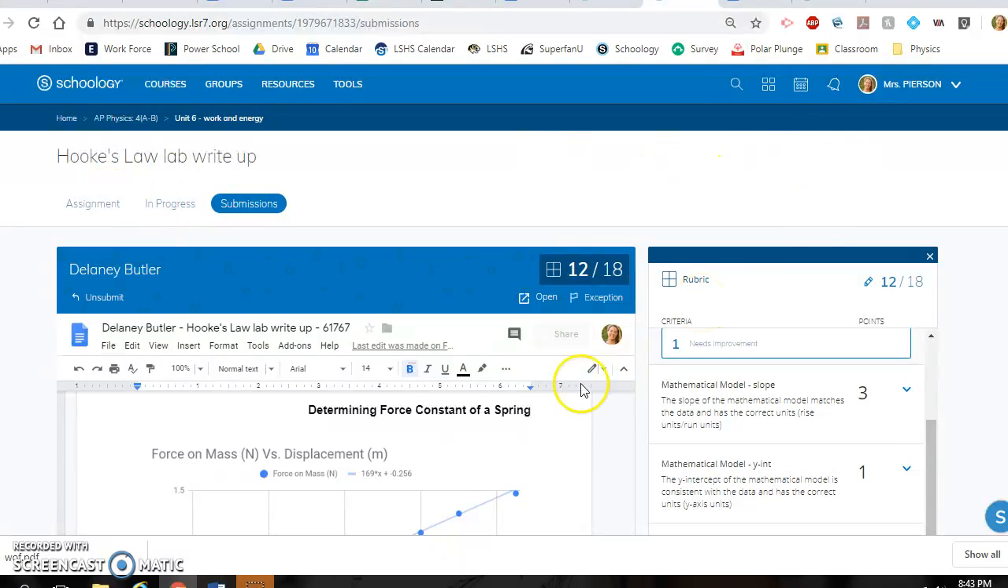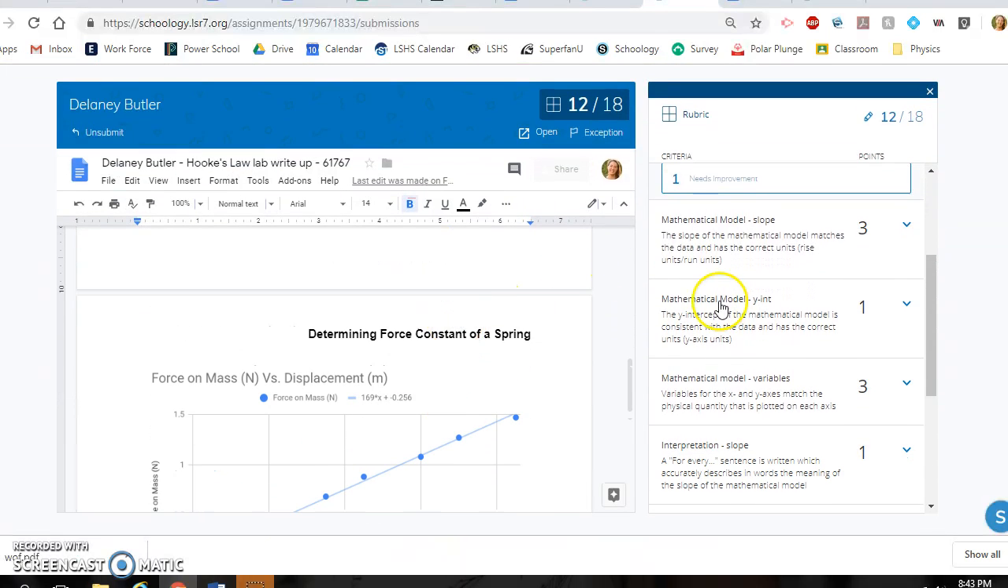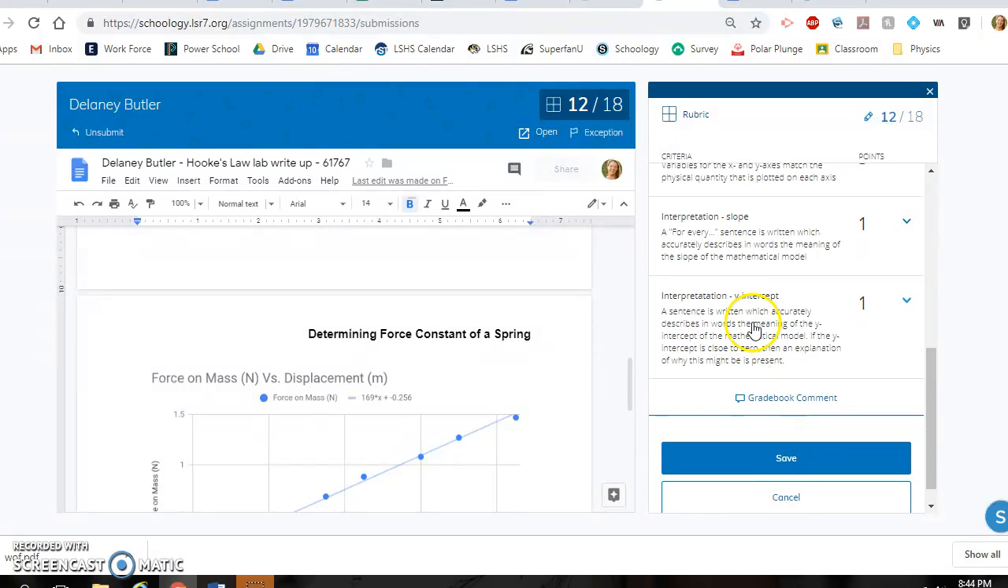It saved me so much time. I'm not carrying big papers, stacks of paper back and forth. And it's quick and easy, and I can apply it to any lab that we do because it's general, and so I'm not rewriting a rubric every single time.